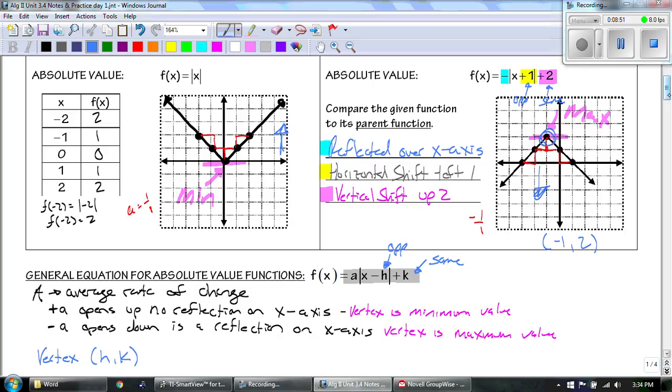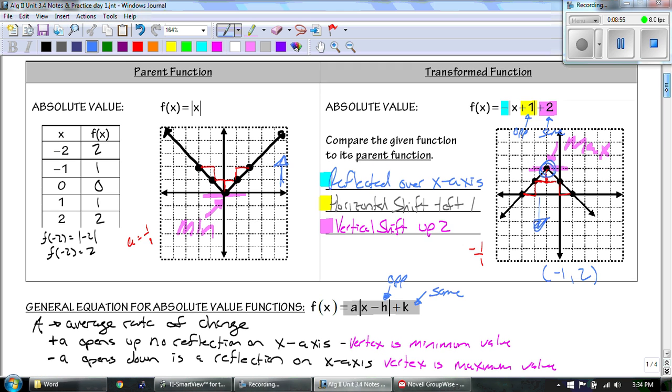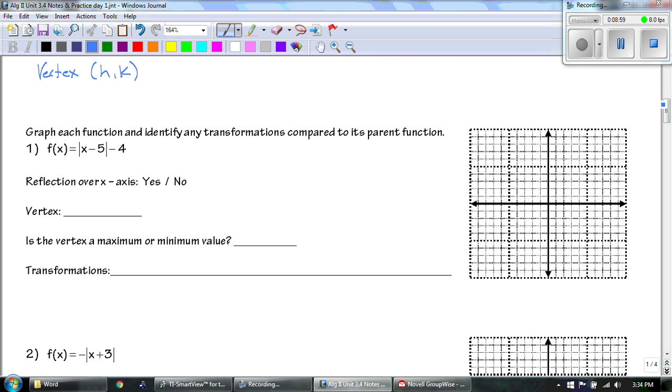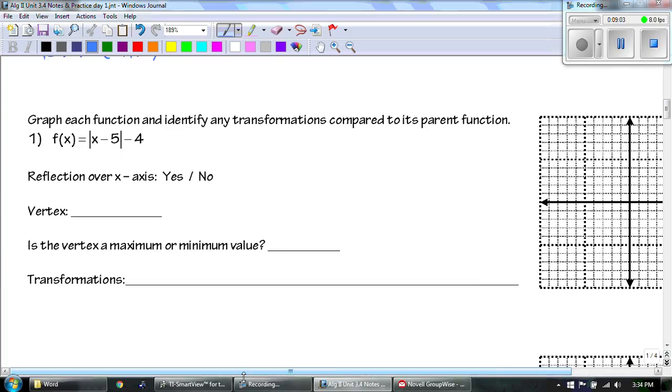And I know it's a lot to take in the first like 9 minutes. It's like, whoa, don't worry. We're going to go through all of this. So the first thing that we need to do, we're going to graph each function and identify any transformations compared to its parent function. So we have the absolute value of x minus 5 minus 4. So the first thing, is there a reflection?